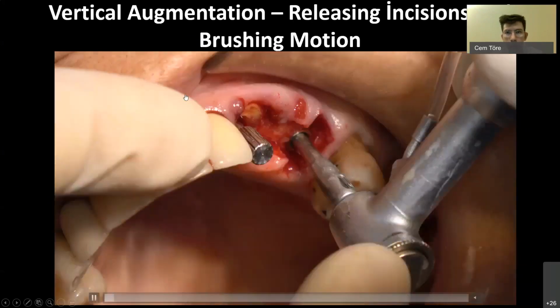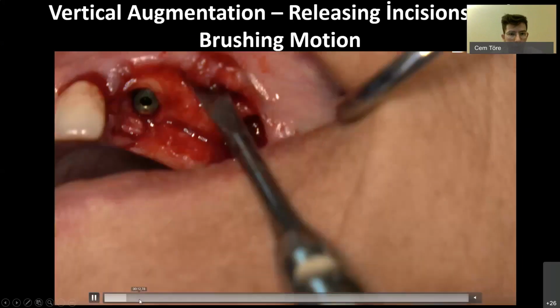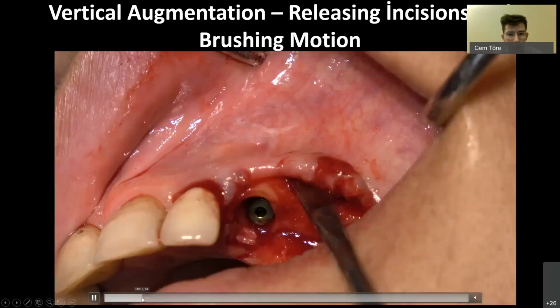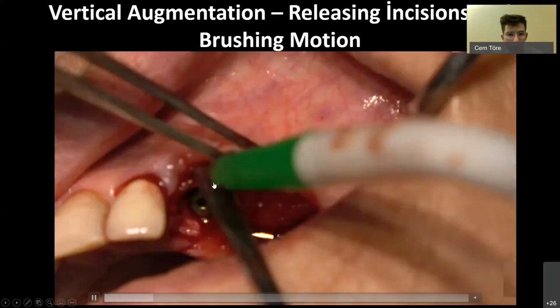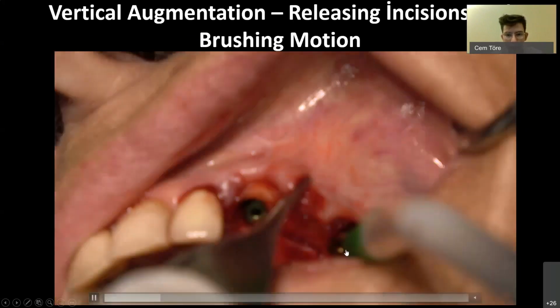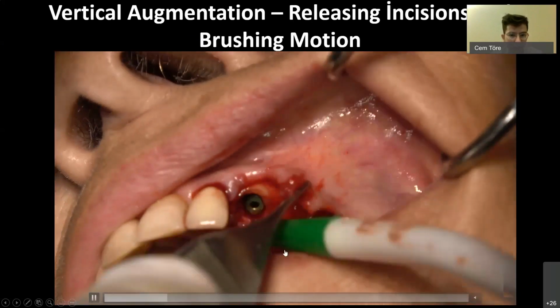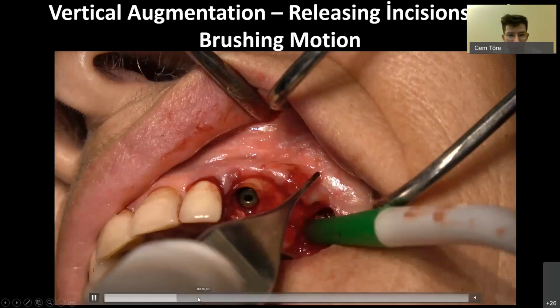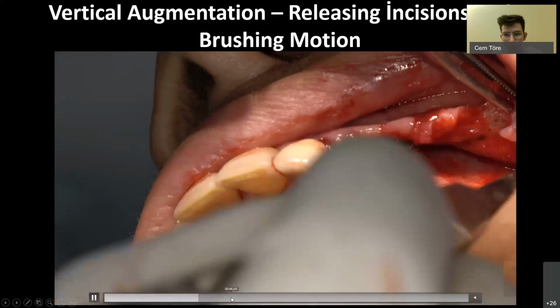I have another releasing incision and brushing motion video here. Let's go over this quickly. Like we mentioned, we can't close this area. For instance, this is, like you can see, one immediate implantation and one partial extraction. But the same idea is valid here. We need the area to close. It doesn't close, so we create more flap.